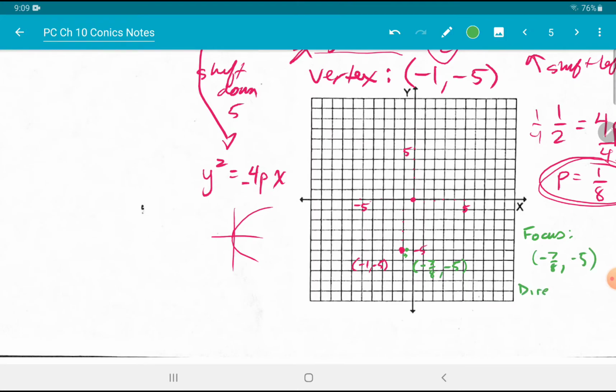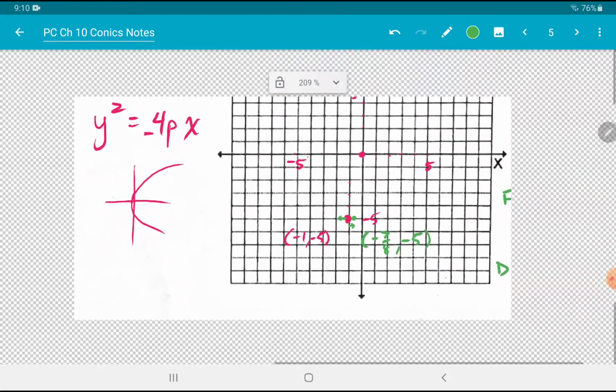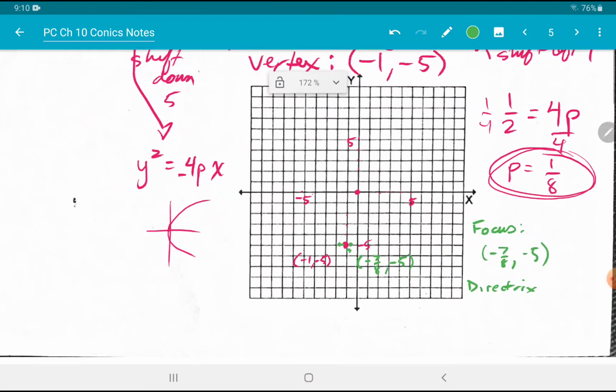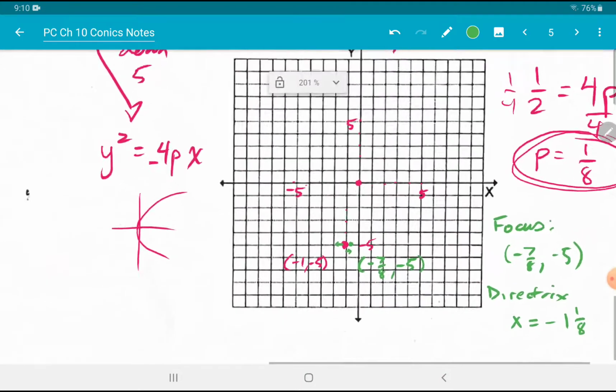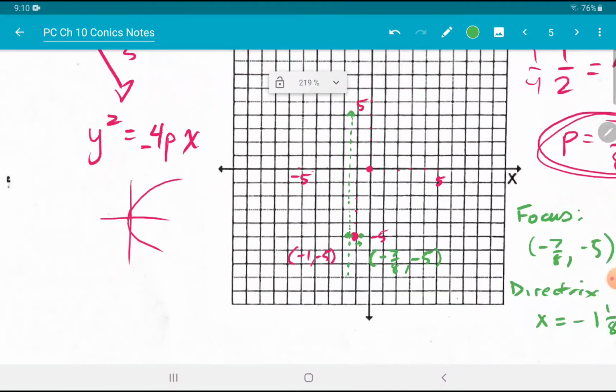Lastly, we're going to want to find that directrix. Keep in mind that whatever you do in one direction, you also go in the other direction. So in terms of going in the other direction, if your vertex is at -1, -5, then you want to go to the left by 1/8, and so that'll place us at -1 and 1/8. So x is equal to -1 and 1/8. Pretty close to that vertex. So I'm just going to draw a dotted line right here. I know it's not going to be exactly where I want it, but this just gives you a rough idea of what it should look like.